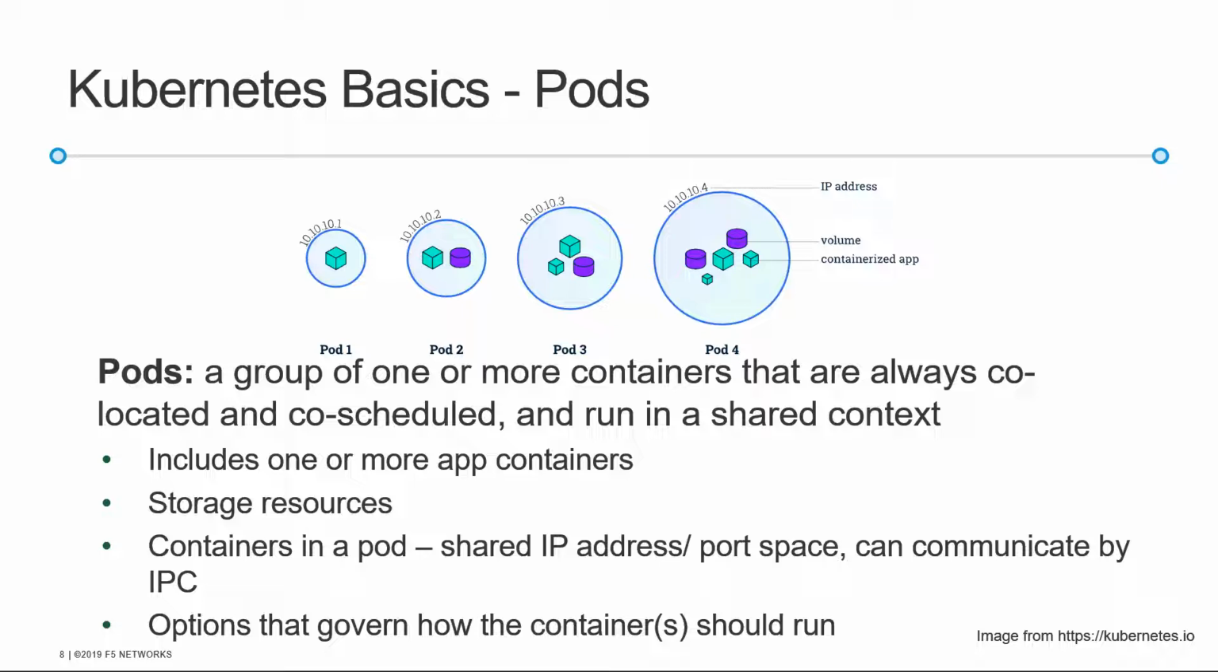A pod may include both the containers, let's say, for your Node.js app, as well as a different container with the data to be published by the Node.js web server. The containers in a pod share an IP address and port space and are always co-located, co-scheduled, and run in the same shared context on the same node.